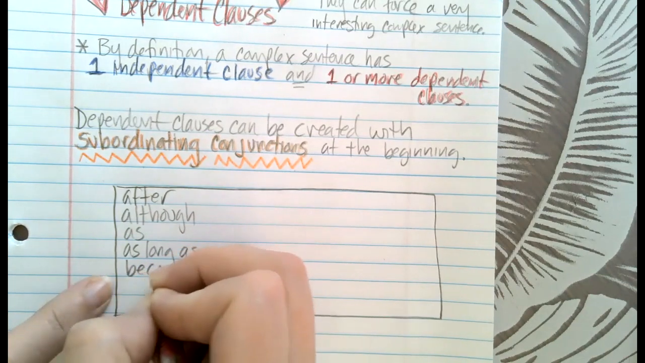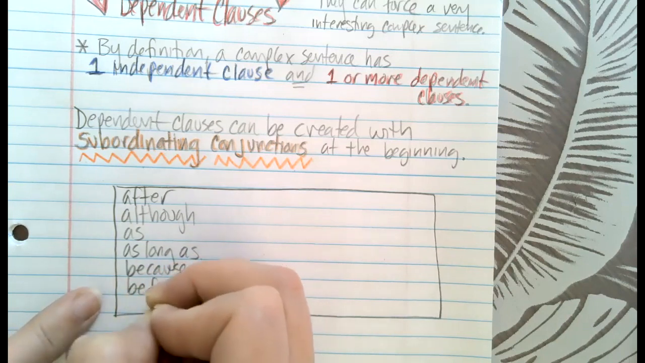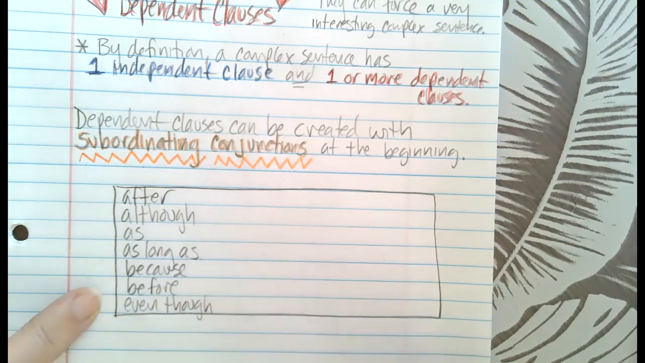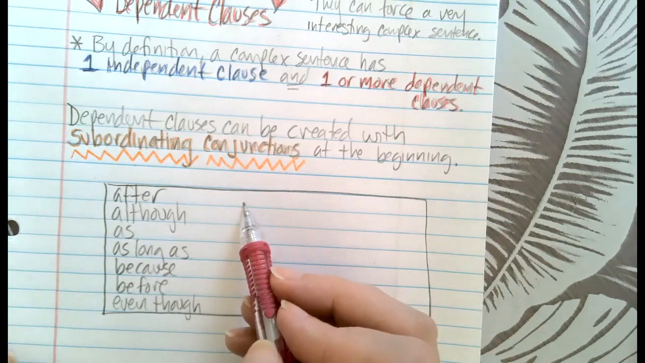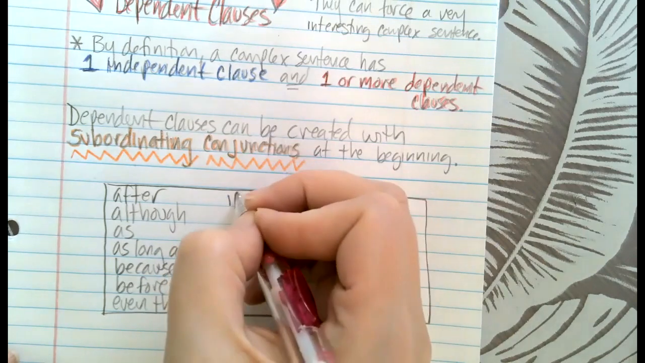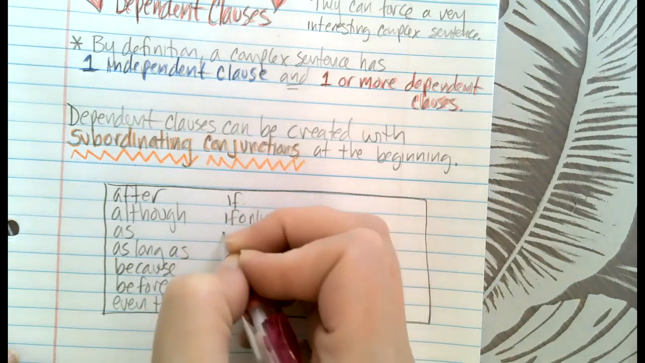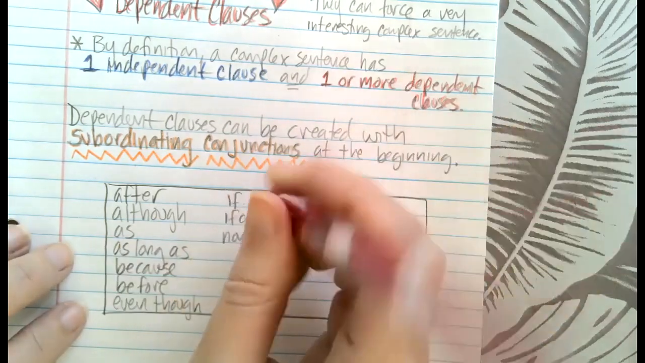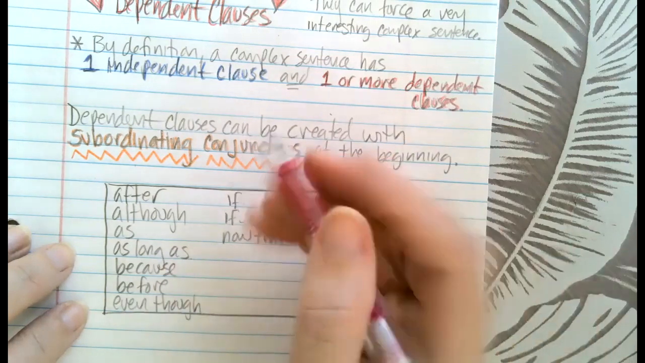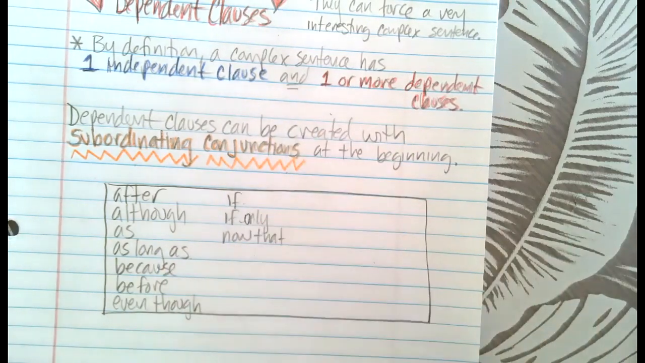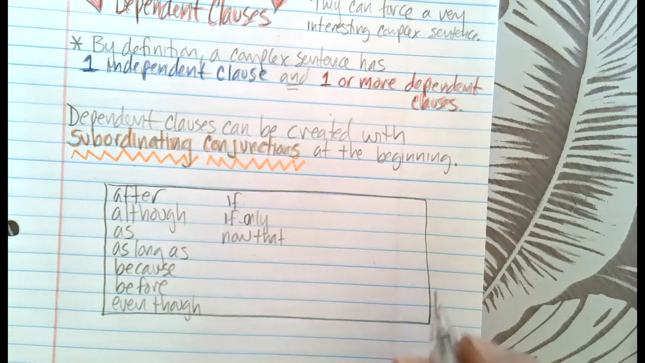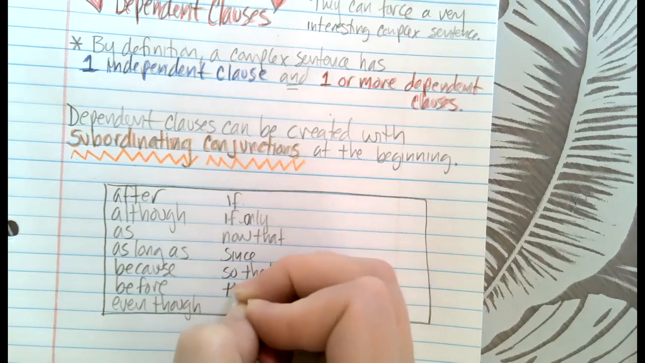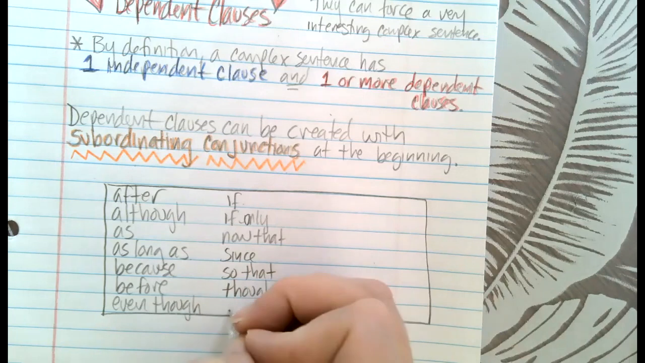Because, before, even though, which is 1. Okay, the next column, start right here. If only, now that. I saw that my if only looks like 1 word, but it's not. Okay. Since, so that, though. Unless.